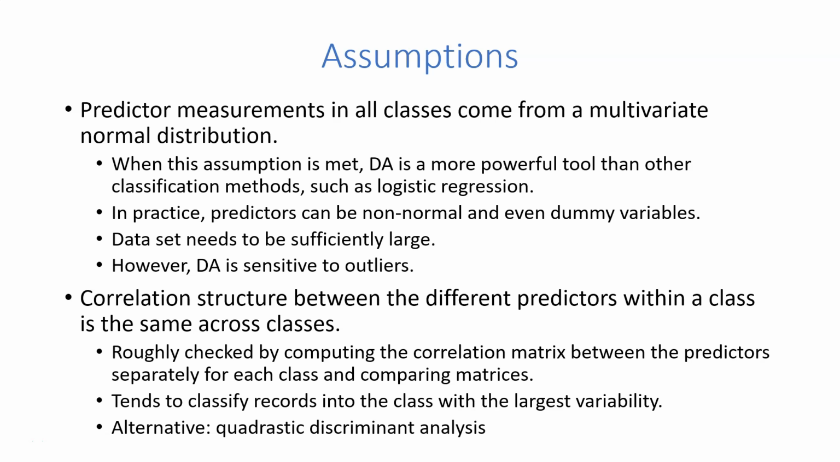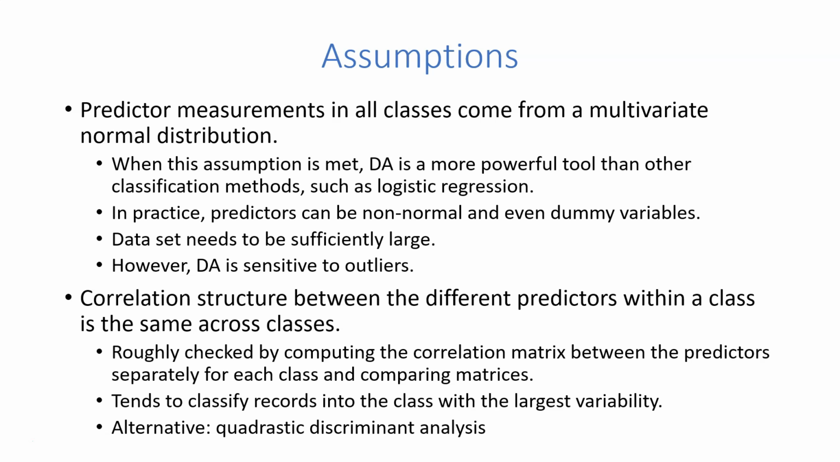Since discriminant analysis is a classical statistics technique and a model-driven method, performing discriminant analysis correctly requires the satisfaction of two important assumptions. The first assumption is that predictor measurements in all classes should come from a multivariate normal distribution. When this assumption is met, discriminant analysis tends to outperform other classification methods such as logistic regression.